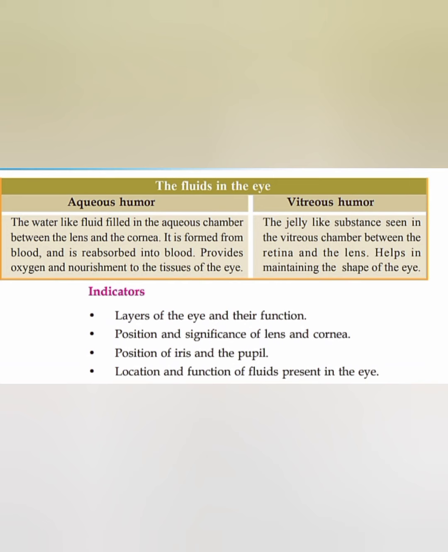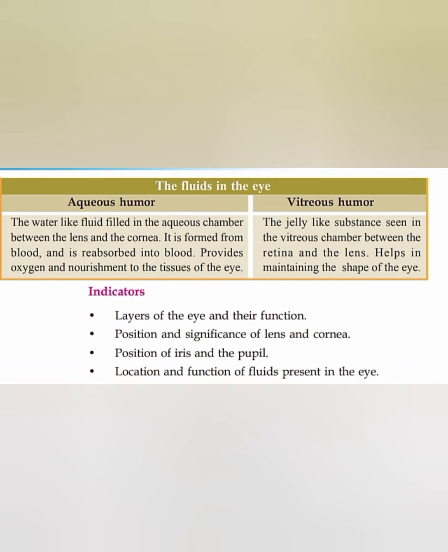The other fluid is vitreous humor. What is vitreous humor? It is the jelly-like substance seen in the vitreous chamber between the retina and lens. That is, in between the retina and lens, there is a chamber called the vitreous chamber, and it is filled by a jelly-like substance called vitreous humor.